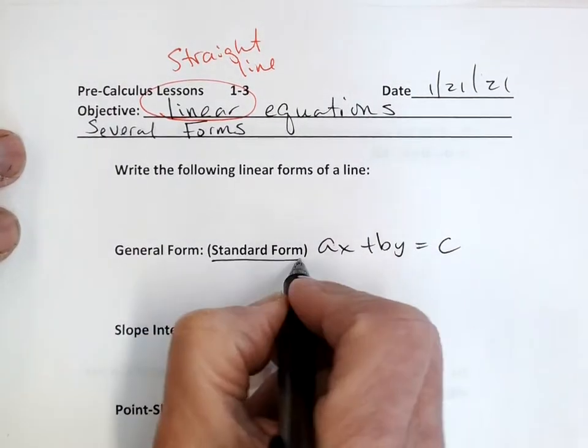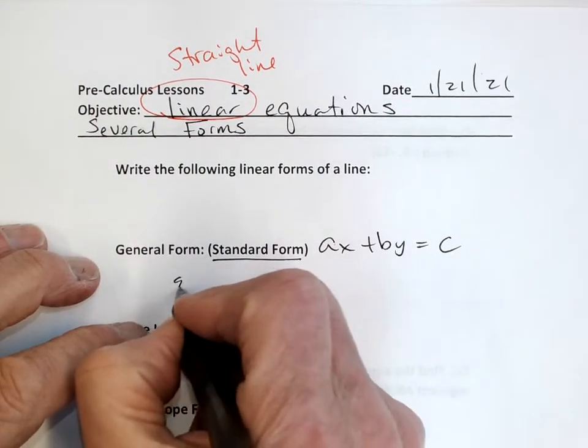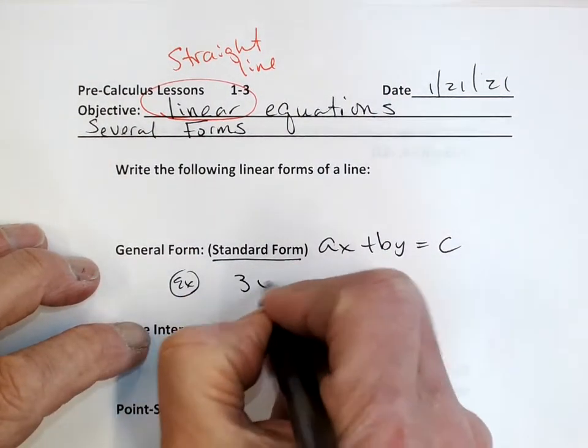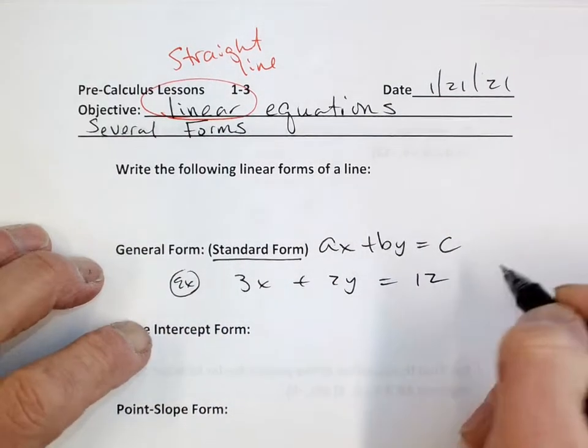It's also called standard form, depends on the book. Every book calls it one or the other. General form, standard form, same thing. Just depends on what textbook you're looking for, okay? An example of that would be 3x plus 2y equals 12. That's in general form.